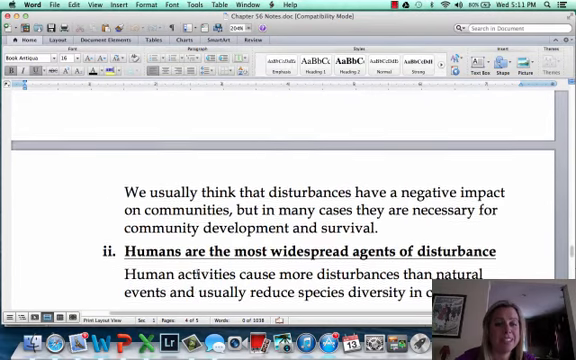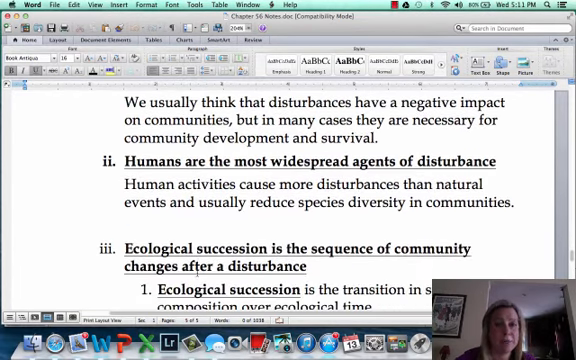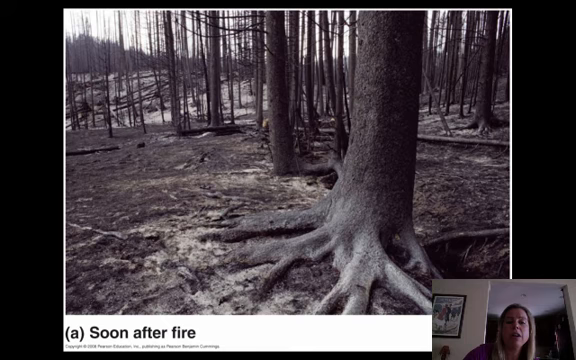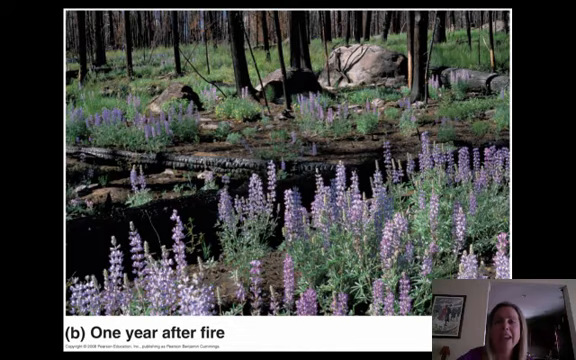Now, human activity is going to be the worst type of disturbance, and unfortunately, it's the most widespread, and it's also the hardest for a community to rebound from. And I have some pretty powerful pictures to show you what I'm talking about. So here you have an example of a forest that's been burned by a fire, right? And if you look at that one year later, you can already see that everything is coming back, right? So a fire is a natural event that is going to happen due to lightning or whatever, and so it can come back from that.